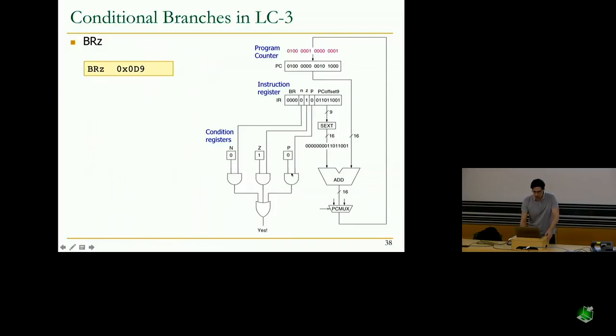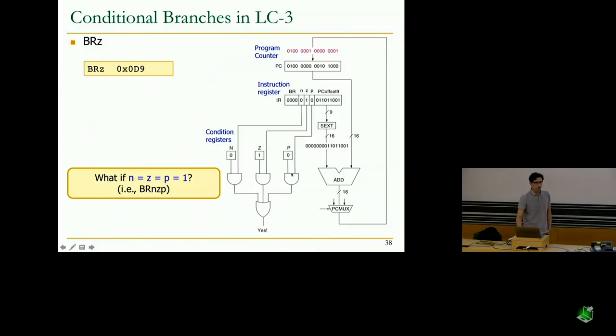Okay? So now one question. What if the 3 bits n, z, and p in the instruction are equal to 1? That is the BRNZP. This means that in this logic, the output will always be 1. So this is an unconditional branch. It's a branch that is always taken. And what if the 3 of them are 0?